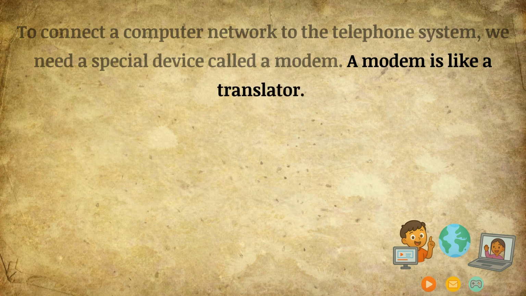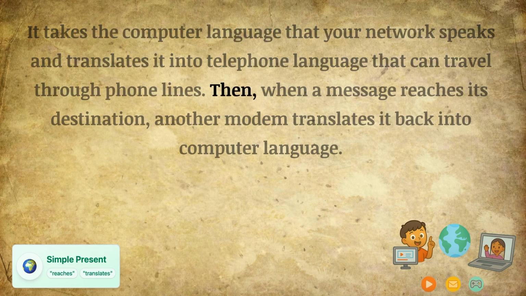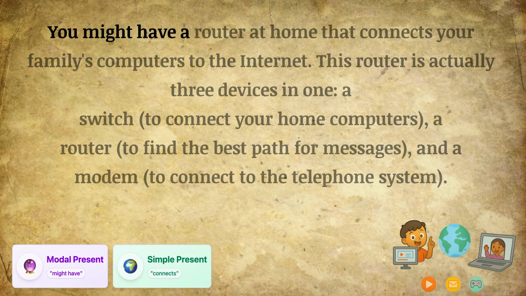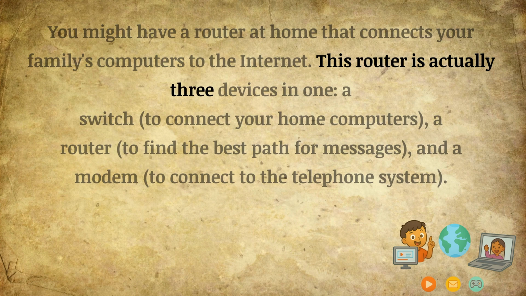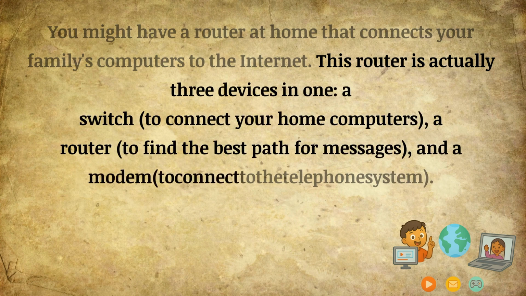A modem is like a translator. It takes the computer language that your network speaks and translates it into telephone language that can travel through phone lines. Then, when the message reaches its destination, another modem translates it back into computer language. You might have a router at home that connects your family's computers to the internet. This router is actually three devices in one: a switch, a router, and a modem.